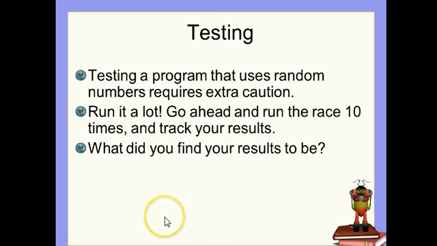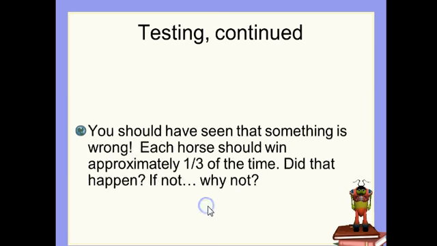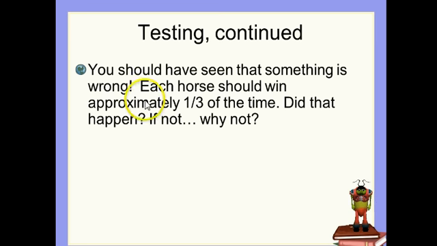Okay, welcome back. So were your results surprising? You should have seen, you thought, that each horse ran or won approximately a third of the time, right? 3 horses, everybody should get a fair shot. But is that what happened? If not, why not? Well, it has to do with the code. So, believe it or not, it has to do with the probability percentage.